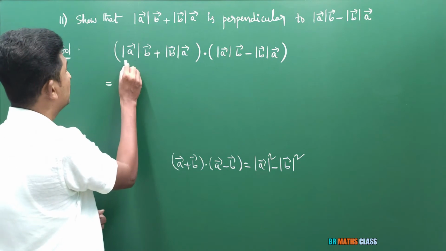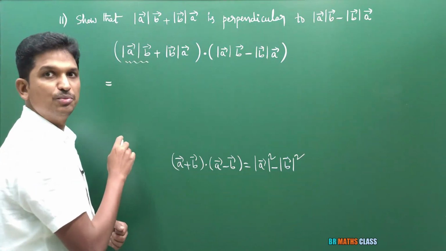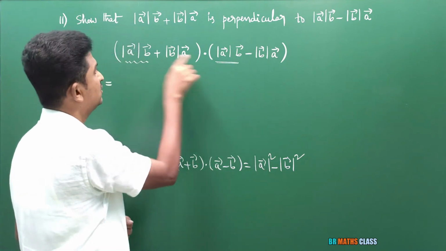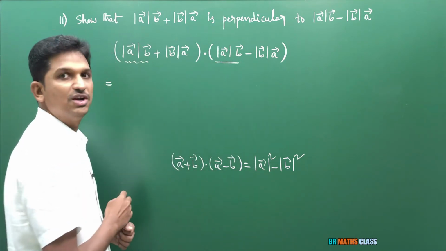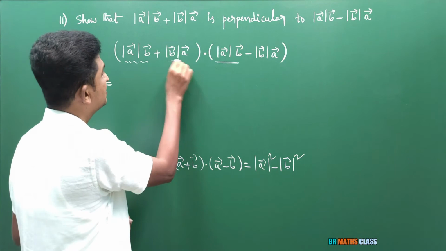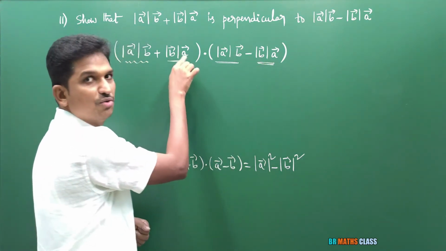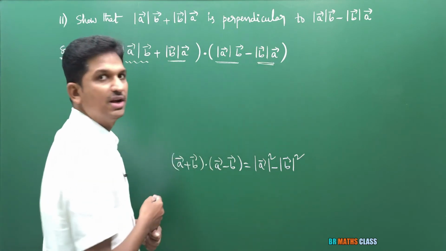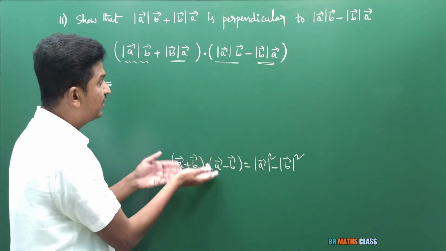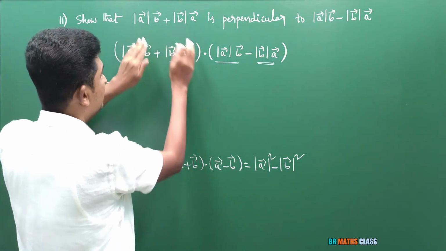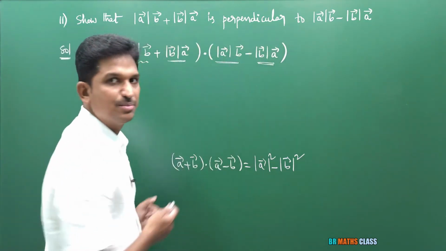You observe here, what is this? Modulus of a bar into b bar. What vector is there? Same vector is present here. You can observe magnitude of a bar into b bar, magnitude of a bar into b bar. Okay. Now you look at this, what vector is there? Same vector present here. Magnitude of b bar into a bar, magnitude of b bar into a bar. So this formula we can apply to this, a bar plus b bar dot a bar minus b bar.